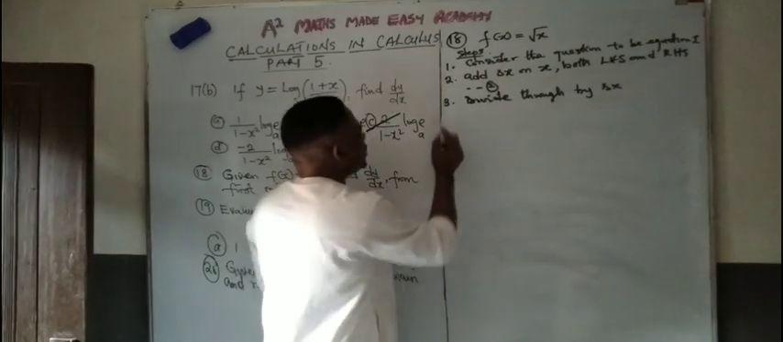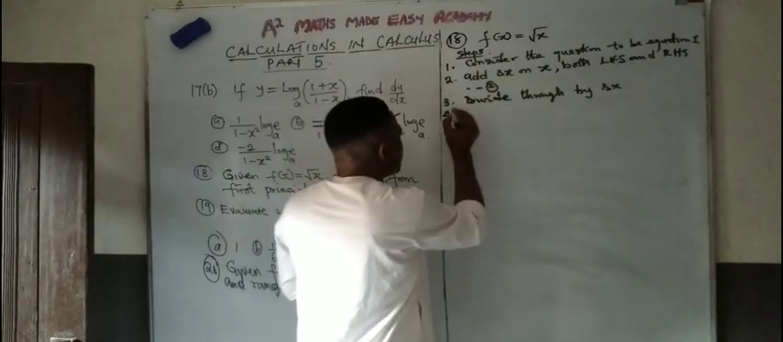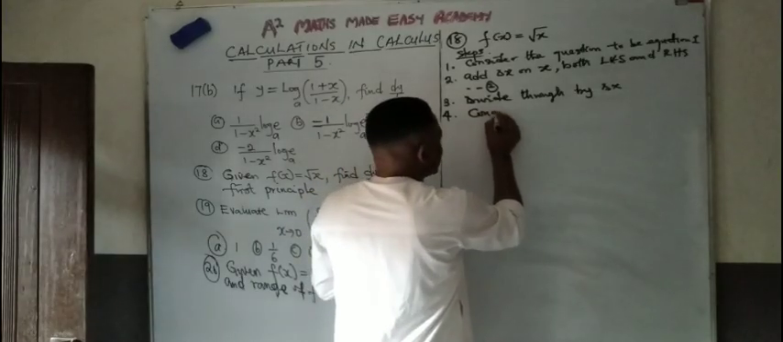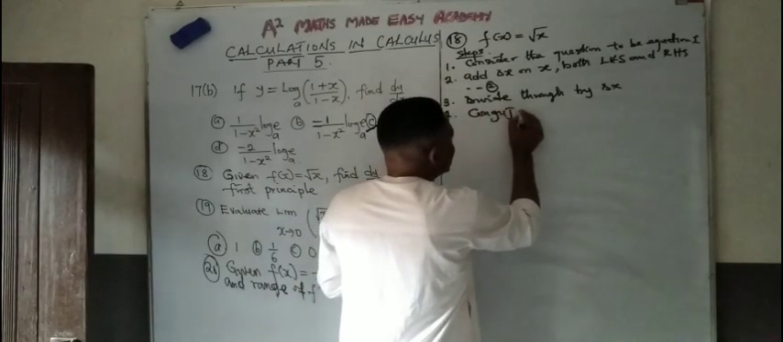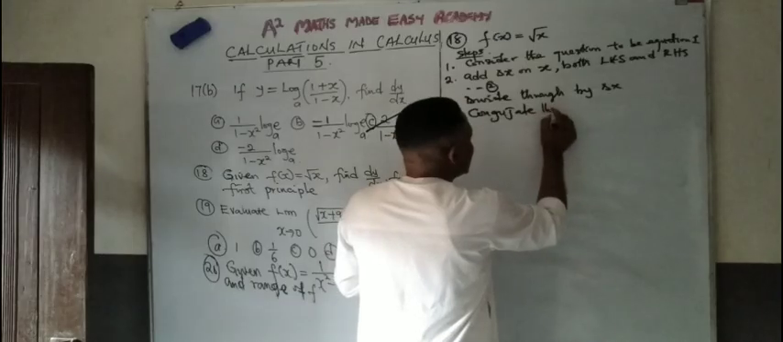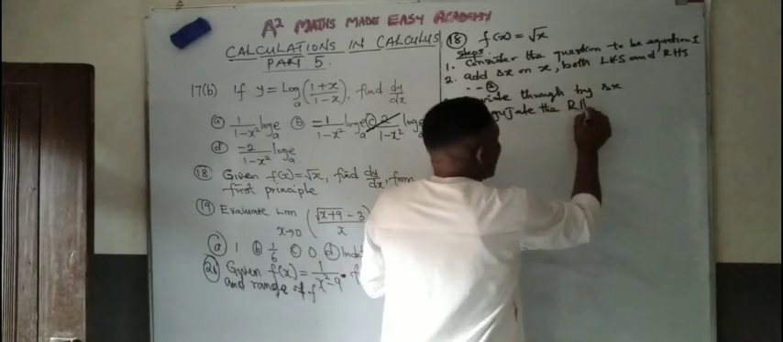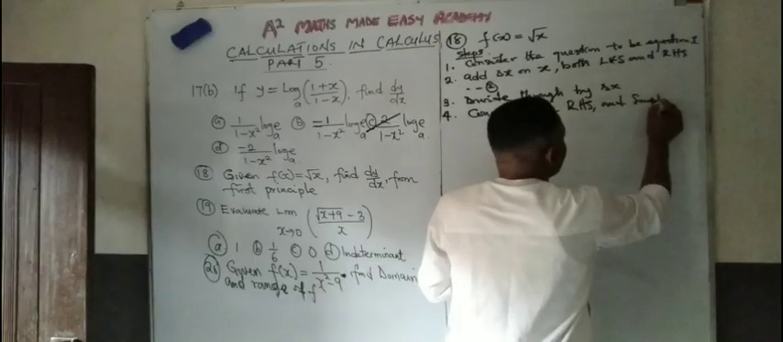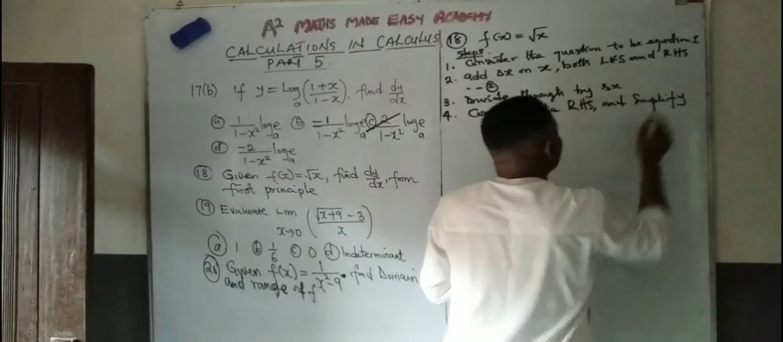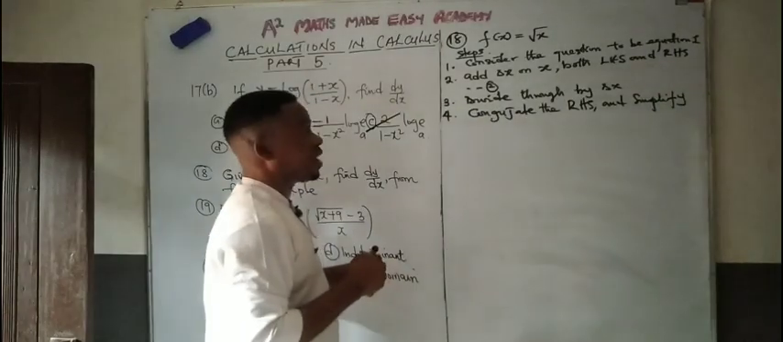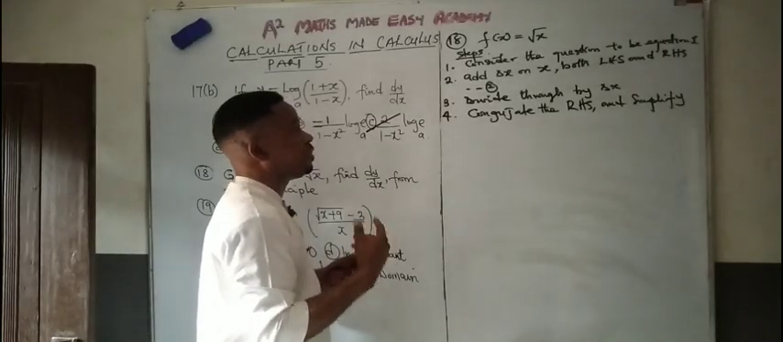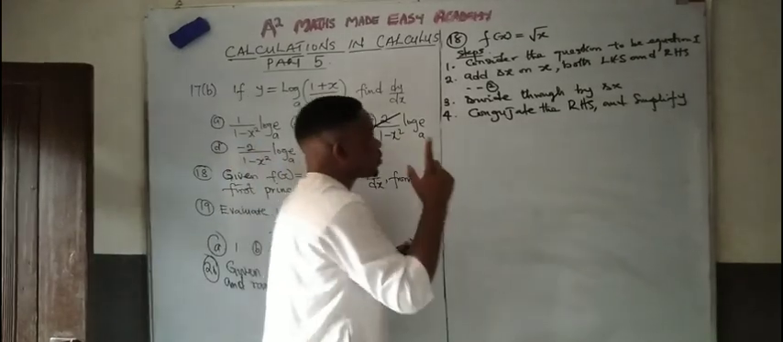Now, after dividing, you now move to step 4. Step 4 is to conjugate the right-hand side and simplify. I say conjugate the right-hand side and simplify. Are you with me now? Conjugate the right-hand side and simplify.